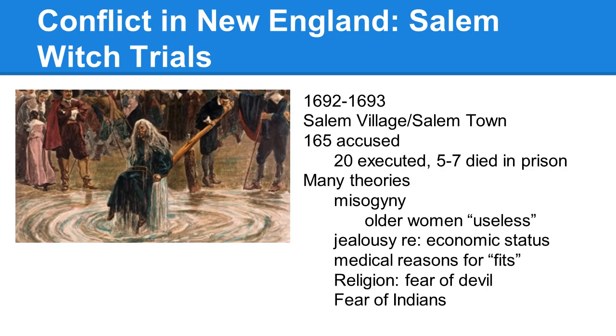Of course, we can't leave New England without talking about the Salem witch trials, which took place in 1692 to 93 in the village of Salem. So there's 165 people accused, mostly women. There are some men thrown in there before it's over, but it's mostly women. In total, there were 20 executed. Most of them were killed by drowning.